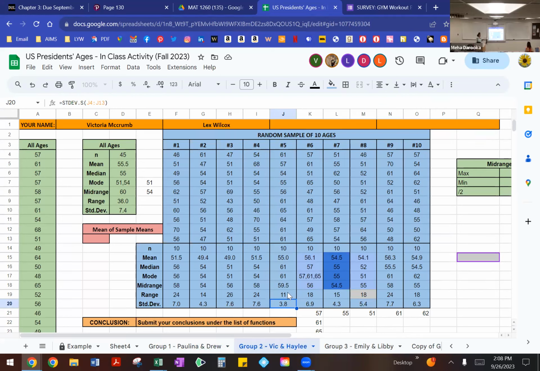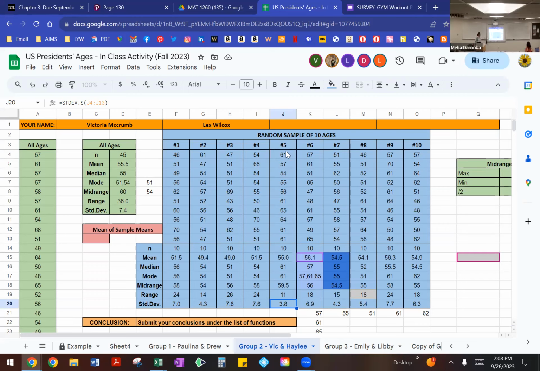Okay. But yeah, so you can see for Vic and Haley also, their smallest standard deviation does correspond to their smallest range number. And again, in that, which is number 5 for these guys, you can see their data set is going from, is it 54, the smallest number? And 65 as the largest one. So again, very close to the mean.